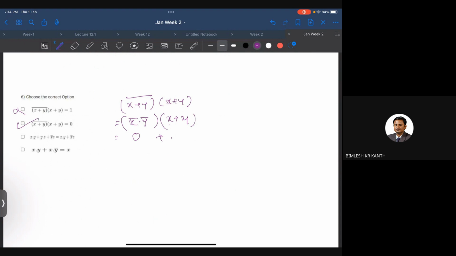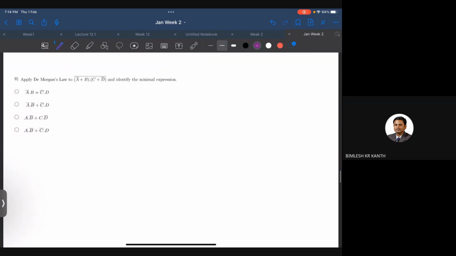So in that way you can check all the options. Let's check the fourth one: x dot y plus x dot y bar equal to x or not. You can take common x, it will be y plus y bar, which is 1, so it will be x. So this is right. So this question is clear.